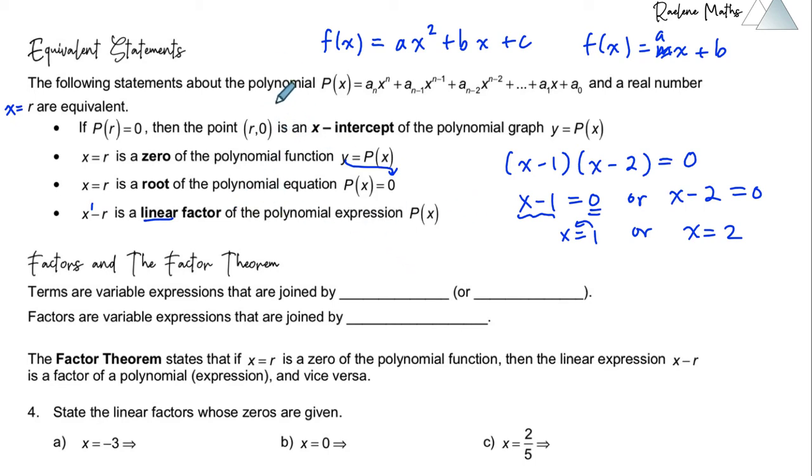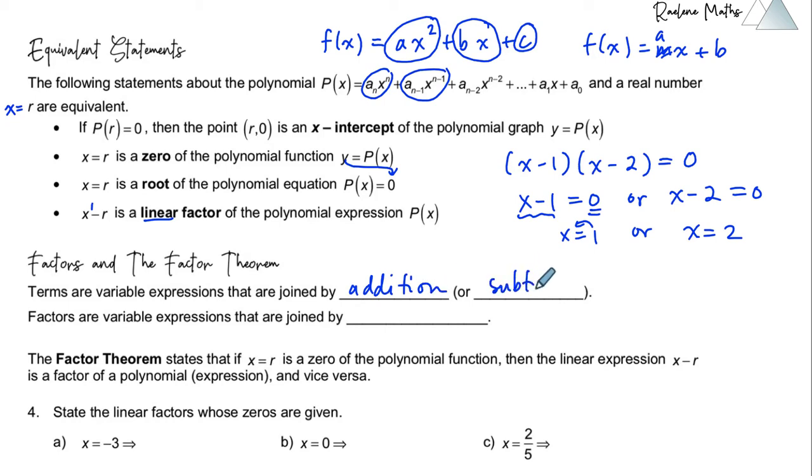Okay, so those are just some equivalent statements. Just like calling polynomial expression, polynomial equation, and polynomial function all just polynomial, we sometimes mix up the words zero and root and x-intercept. So this is the formal way that we will talk about them. Now, just to be clear, a term in the standard expanded polynomial equation is things that are joined by addition or subtraction. And a factor is something that is joined to another factor, so they're variable expressions that are joined by multiplication.